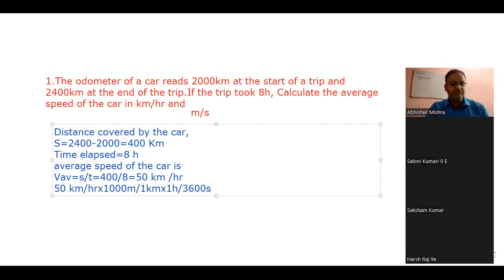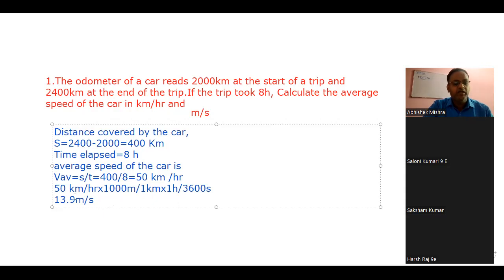Did you get it, students? So 50 kilometer per hour, we are converting it into meter per second. This calculation comes to 13.9 meter per second. So the average speed of the car in kilometer per hour is 50 kilometer per hour, and in terms of meter per second, it is 13.9 meter per second.